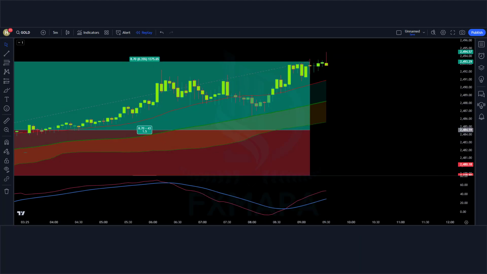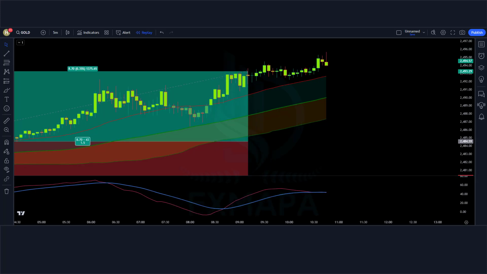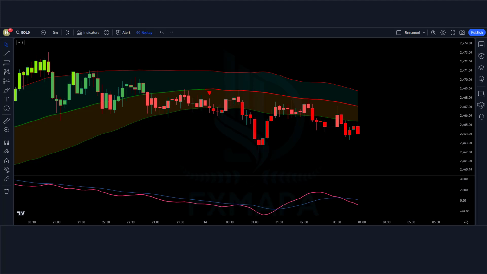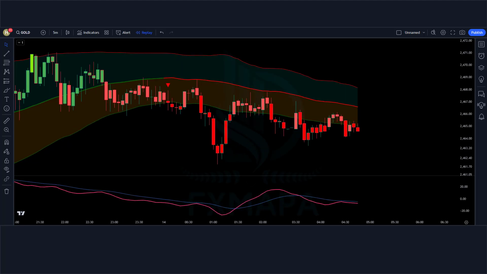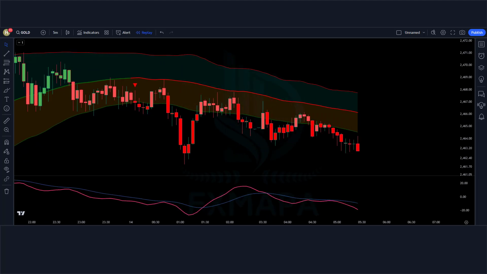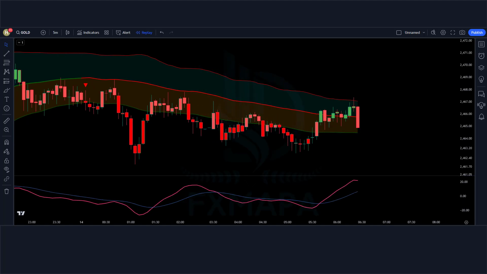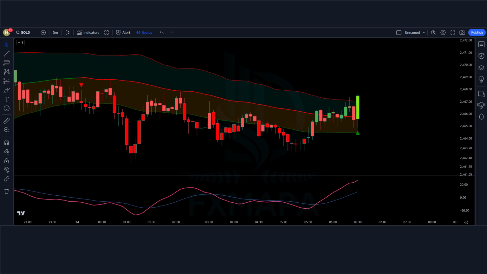I hope you must have understood this trading strategy. If not, then don't worry, we will see multiple trades so that you definitely will understand. If you have any question related to this strategy, then you can ask in the comments section. We will try our best to answer all your questions.